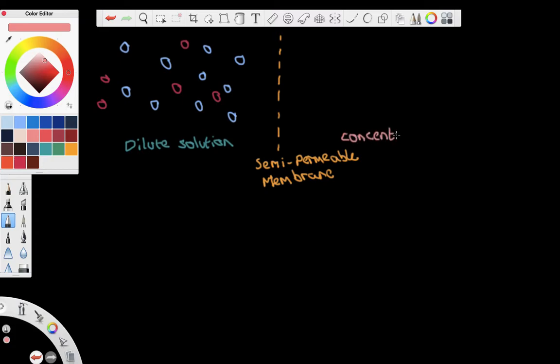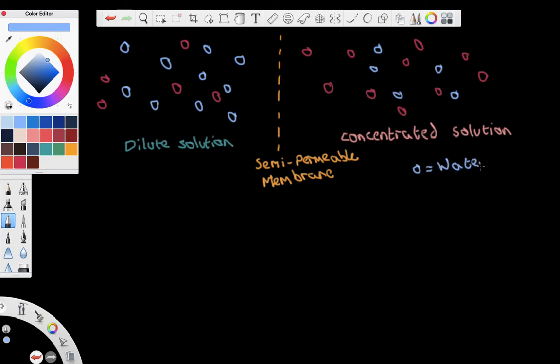On the other side, we've got our concentrated solution. And if you think back to the definition we wrote down, a concentrated solution contains more solute particles than it does water particles. 3, 4, 5, 6, 7, 8, 9, 10. And then I'm going to put my water particles in. 1, 2, 3, 4, 5. Okay? So again, just for this video, we've got water particles in blue, and we've got solutes in this reddy colour.